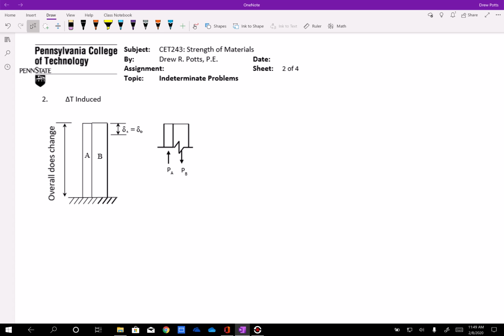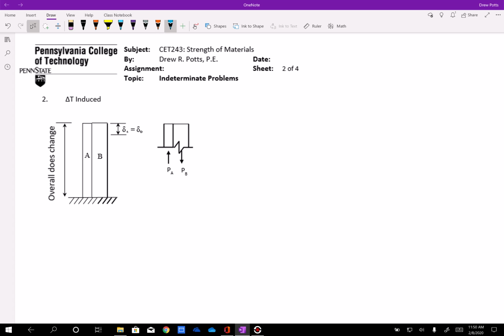Alright, this is a walkthrough video of how we develop the relationship between forces and deformation in two parallel members of different material. They're subjected to a temperature load only. Again, it's two separate members bonded together so they act as one.